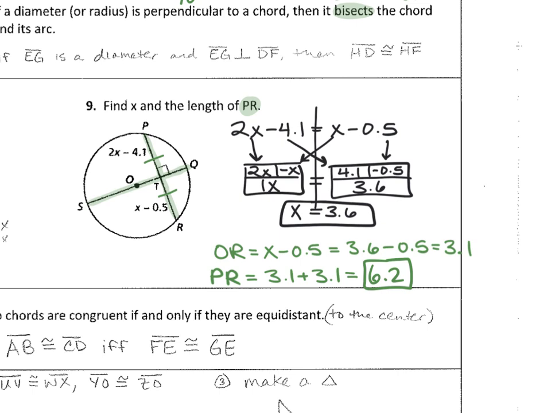So again, all I did once I found x is I plugged it in here. You could plug it into both and add them together, but to go faster for me, I plugged it in here. Got that this one was 3.1. And if this is 3.1, then this is 3.1, so I can add them together to get the entire length PR.